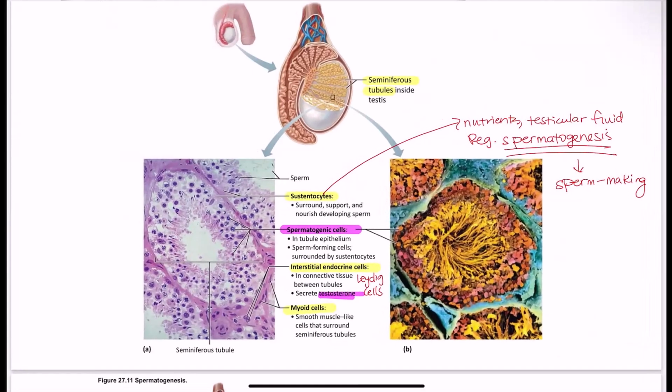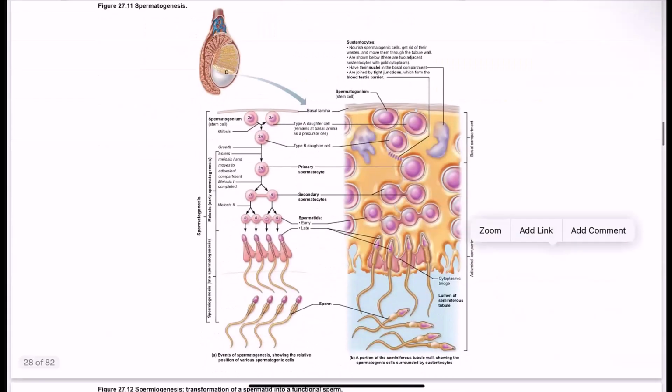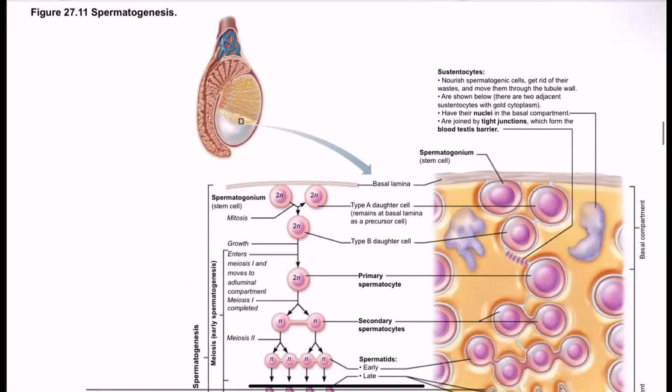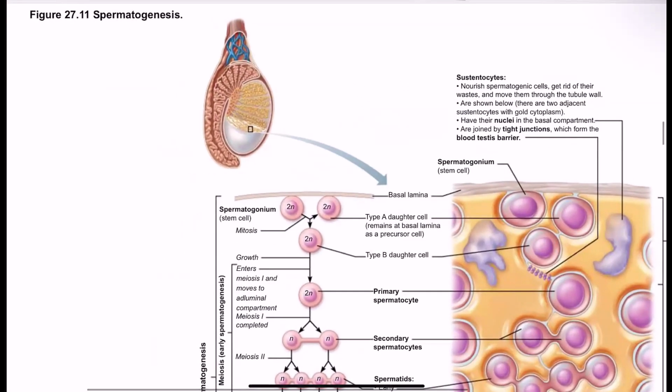So for the rest of this lecture, we're going to be talking about that process, spermatogenesis. And how sperm are made is through the process of meiosis. So spermatogenesis, that's what this figure is about. It's figure 27.11 from our text. This is meiosis, which we talked about in the previous video.